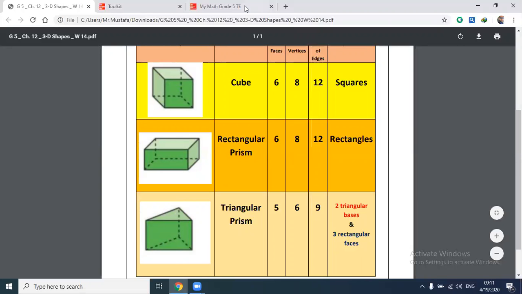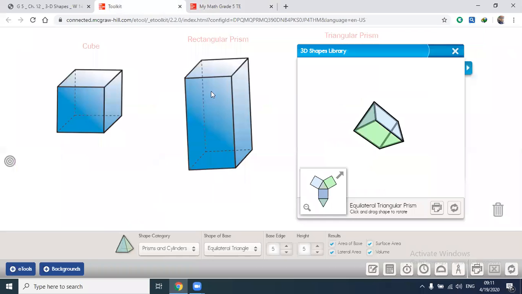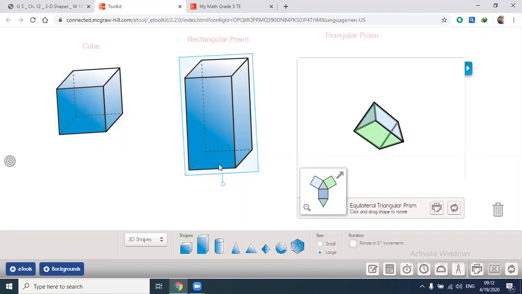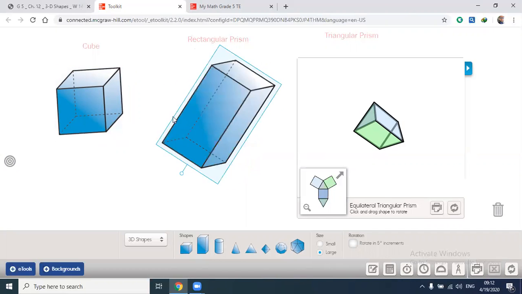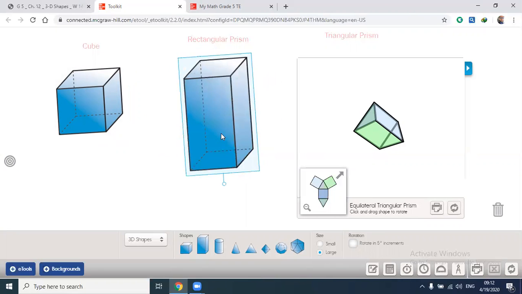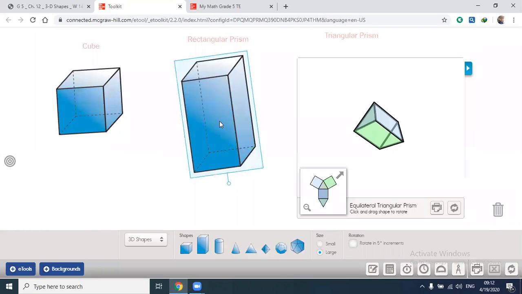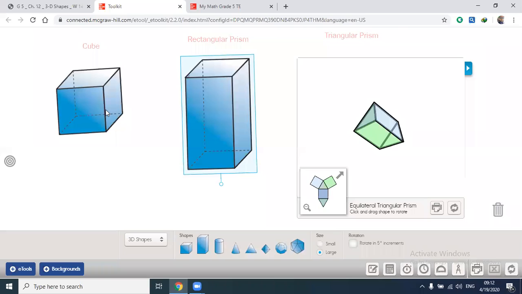Okay, I'm showing something here. As you see, this is a cube. It has 6 faces, 8 vertices, and 12 edges, the same as the rectangular prism. But what is different, as we said, is the shapes of the faces: they are rectangular in the rectangular prism, and all of them are squares in the cube.